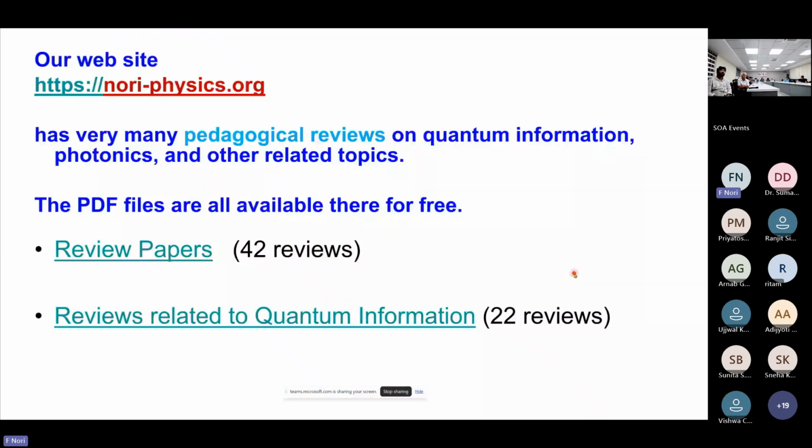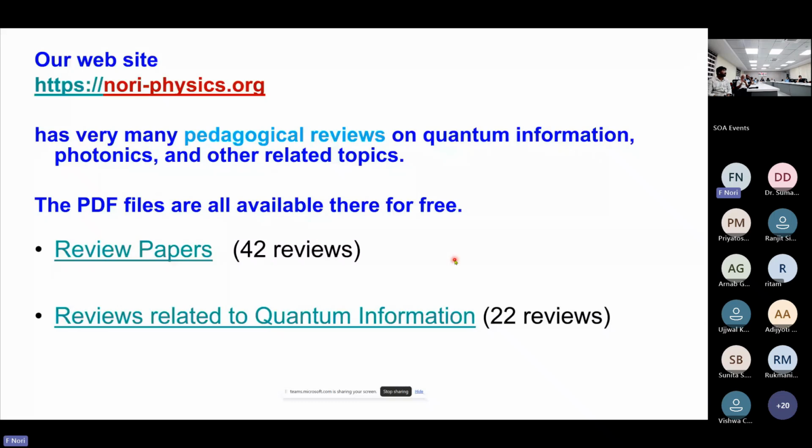So for the students and postdocs in the audience, we have a website. It's easy to remember, written right there on the top left corner. It has many pedagogical reviews on quantum information, photonics, and other related topics. The PDF files are all available there for free. There are 22 reviews on quantum information, including popular ones in Physics Today, Science, Nature, and Nature Physics, and many different reviews on physics. If you click here, there will be review papers for other topics, mostly photonics and other subjects, quantum thermodynamics.